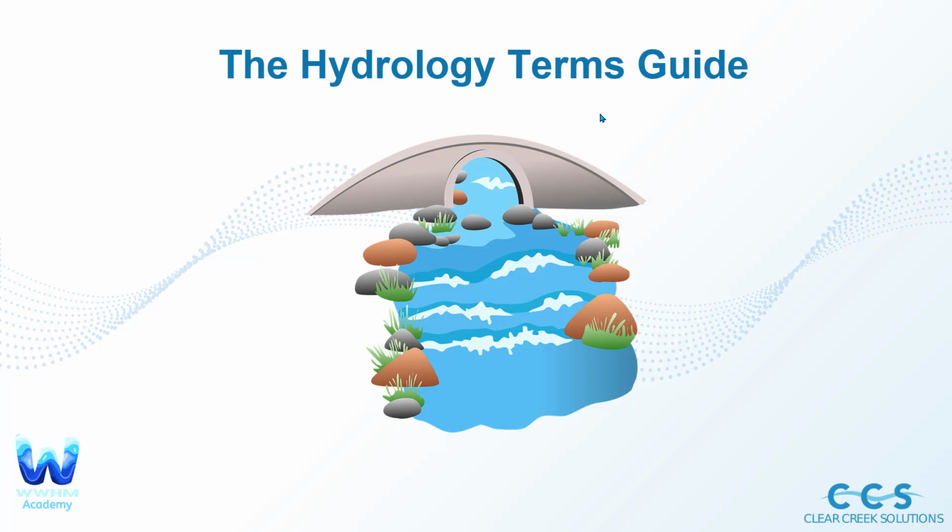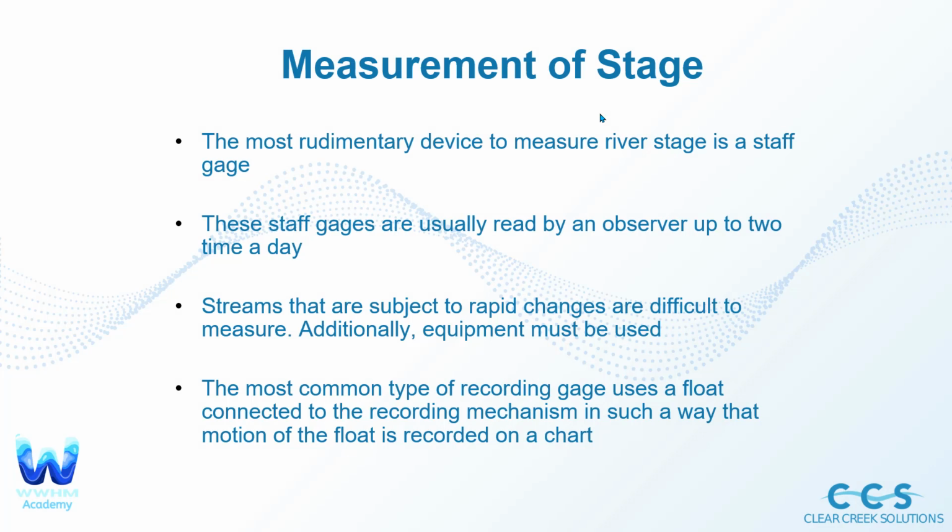Before we get started, this is lesson 11. We're going to be going over stream gauge readings here. So let's talk about the measurement of stage. The most rudimentary device to measure river stage is a staff gauge.